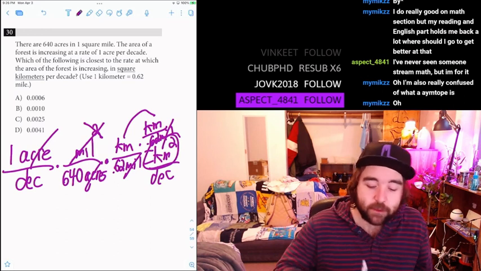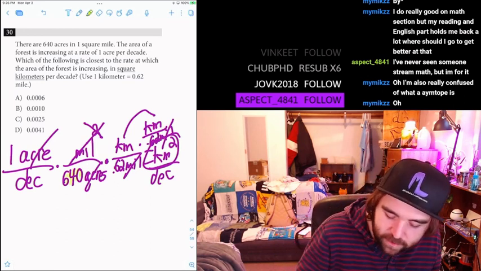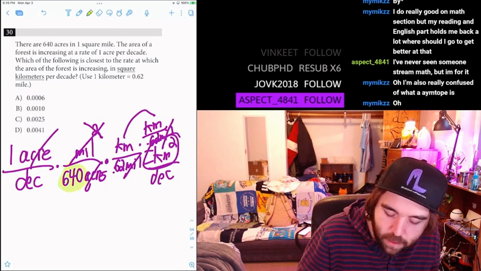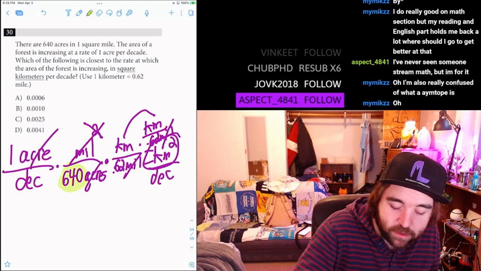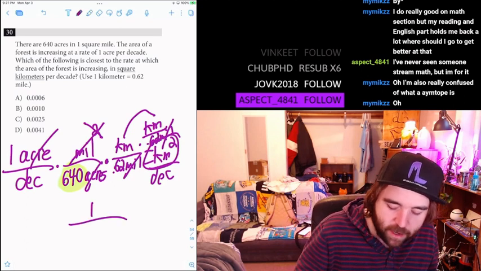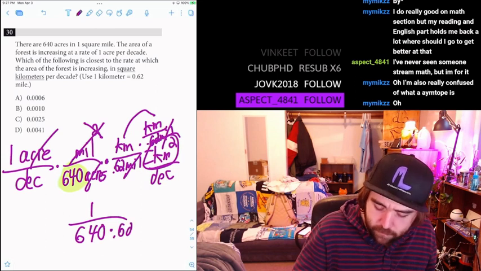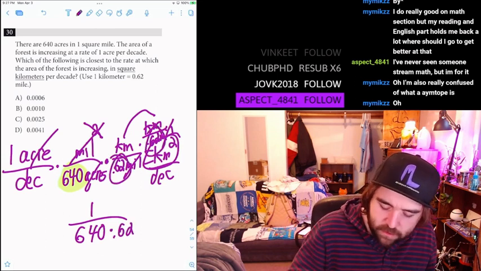So that got a little messy, but it's okay, because now the whole point of this dimensional analysis is we just have to look for the numbers, because we know we got our units right. So what we end up with, we actually have no numbers on the top, right? So it's just a 1 on the top. And on the bottom, we have 640, then the 0.62, and then the 0.62.